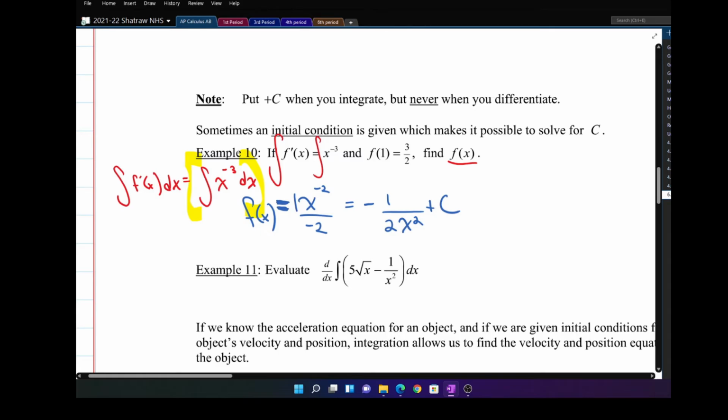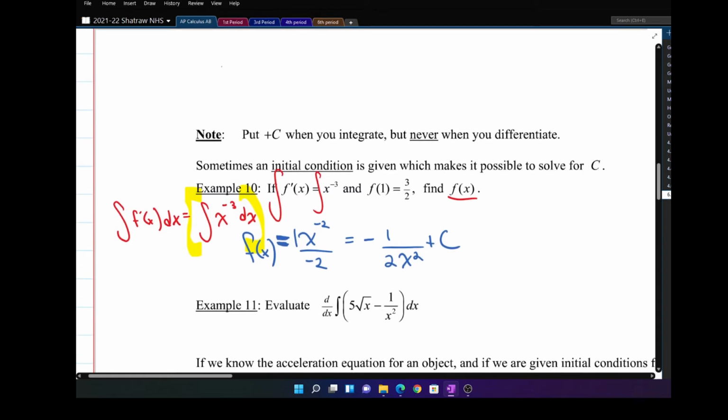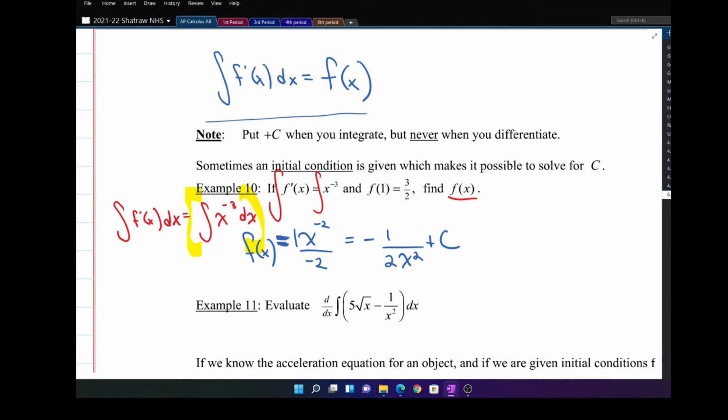So here's a little note for you. You want to have this somewhere. The integral of a derivative is the original function, okay? And this rule is so important. It's called the fundamental rule. It's called the fundamental theorem of calculus. And there's a little bit more to it, so I'll be reintroducing it in a later section, okay?